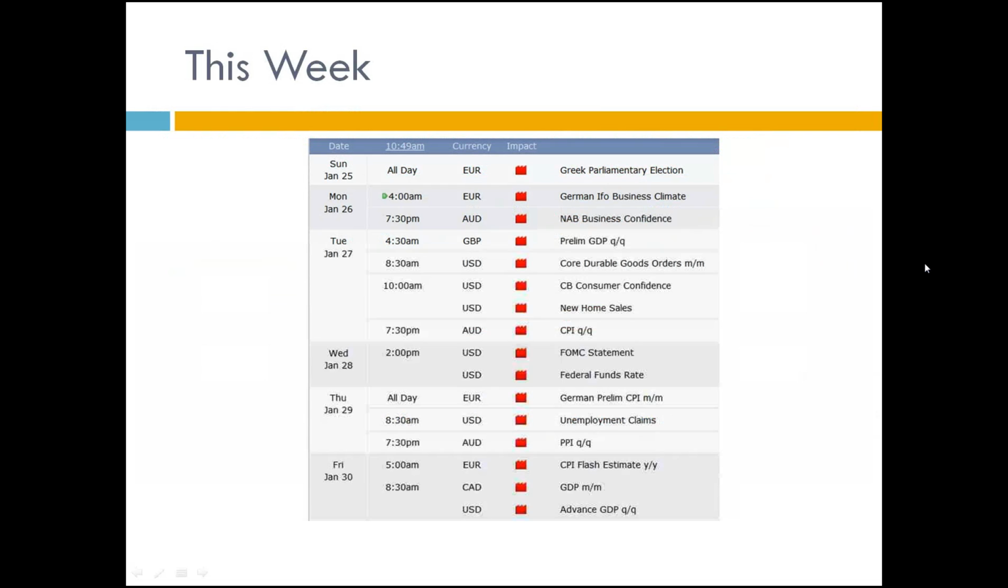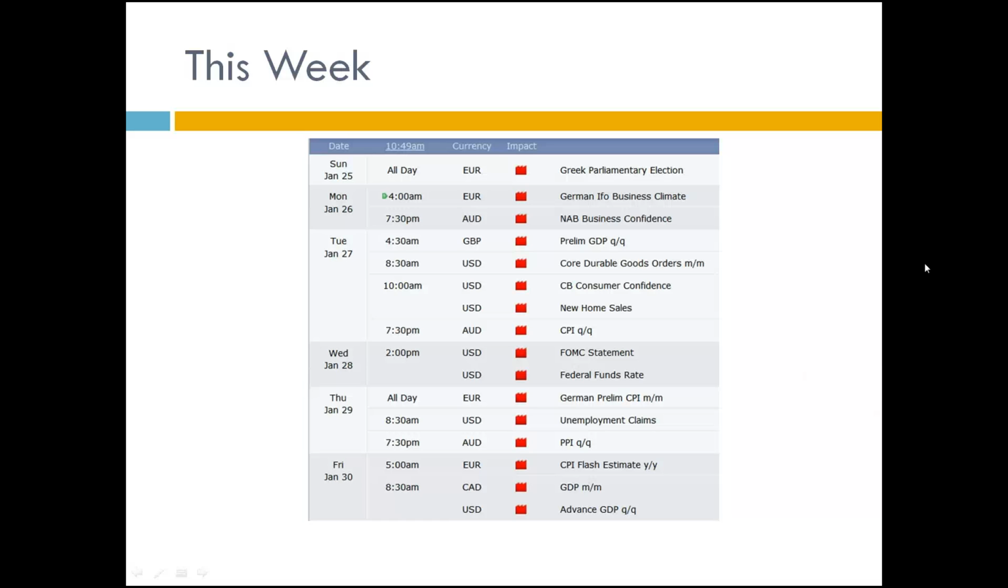So, what do we have coming up for this week? This week, today we had the Greek election, and the opposing party did win. They're going to try to back out of the austerity measures. So that's going to be interesting to see how that plays out. Monday, we have a 4 a.m. German Ifo business climate at 4 o'clock. 7:30, we have Aussie NAB business confidence.